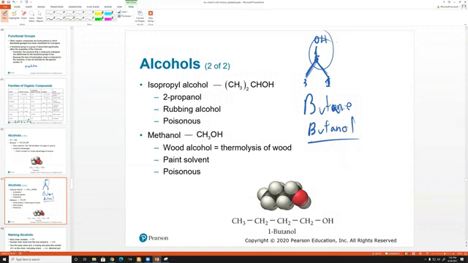Yes. So if you have butane and you just take away one of the hydrogens, put an OH on it, butanol, 1-butanol. You can have 2-butanol or 1-butanol. You can't have 3-butanol.